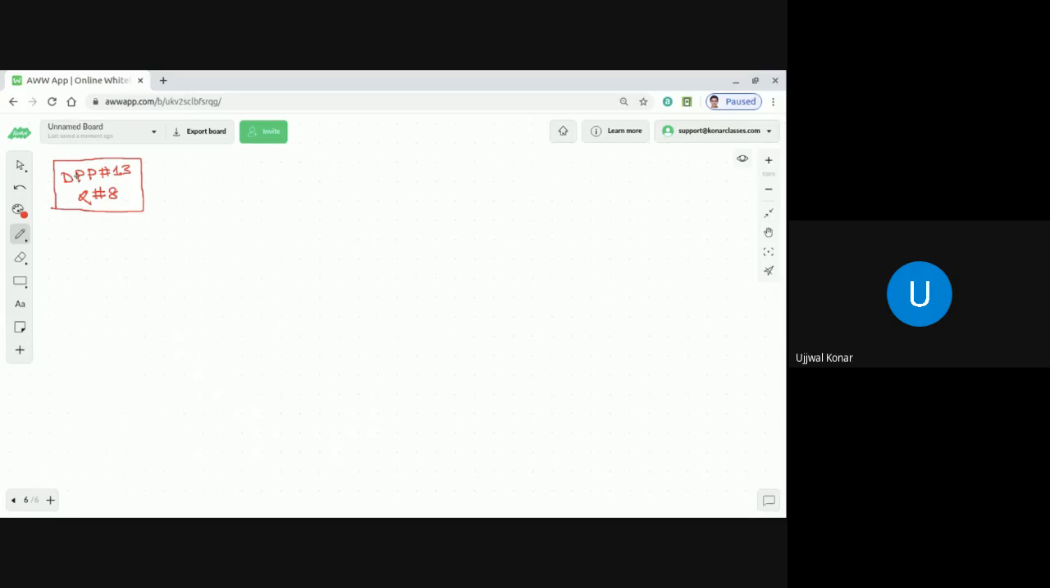So what is the integration here? The integration here is x square plus 1 into x square plus 2, divided by x square plus 3 into x square plus 4, dx, correct?